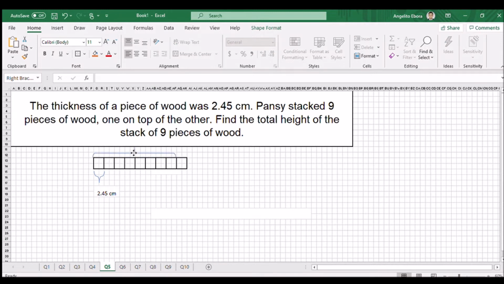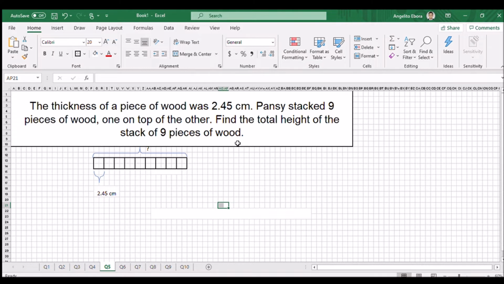So we need to find all together. So this bracket will be on top. That means it covers from here until here. Okay, and we need to find all together. So question mark.